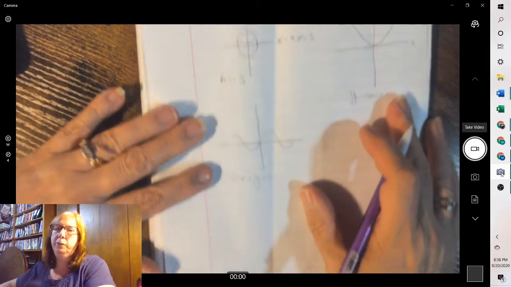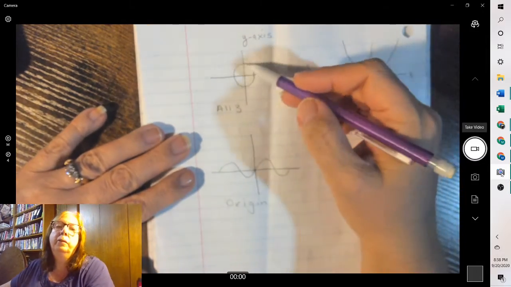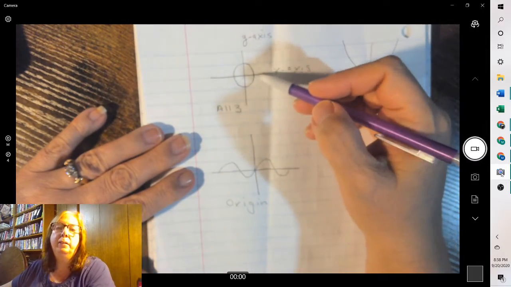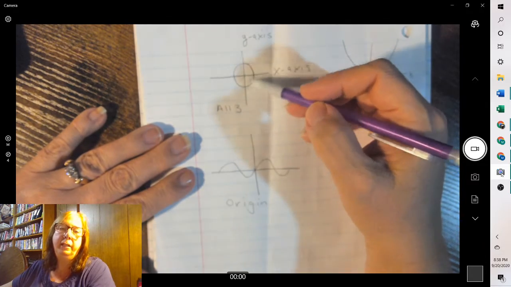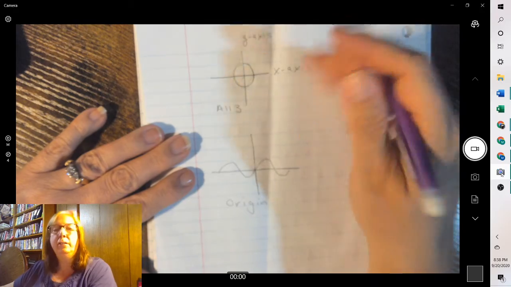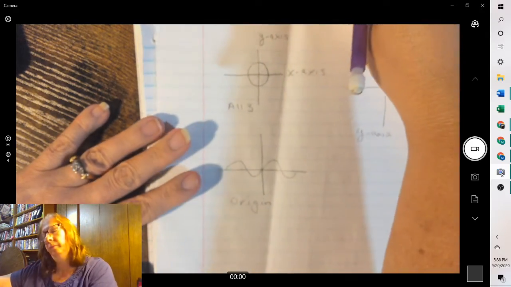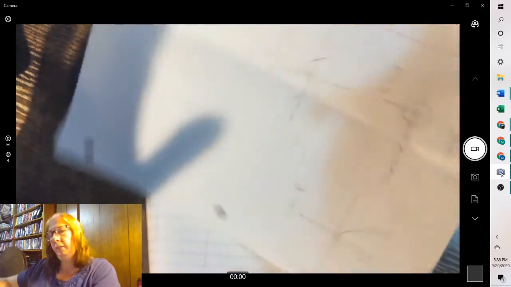Okay, for the first one, the circle, it has all three because if we flip it across here, it's the same. That's the y. Flipping it here, we would have the same graph, and turning it upside down, you still have the same graph.